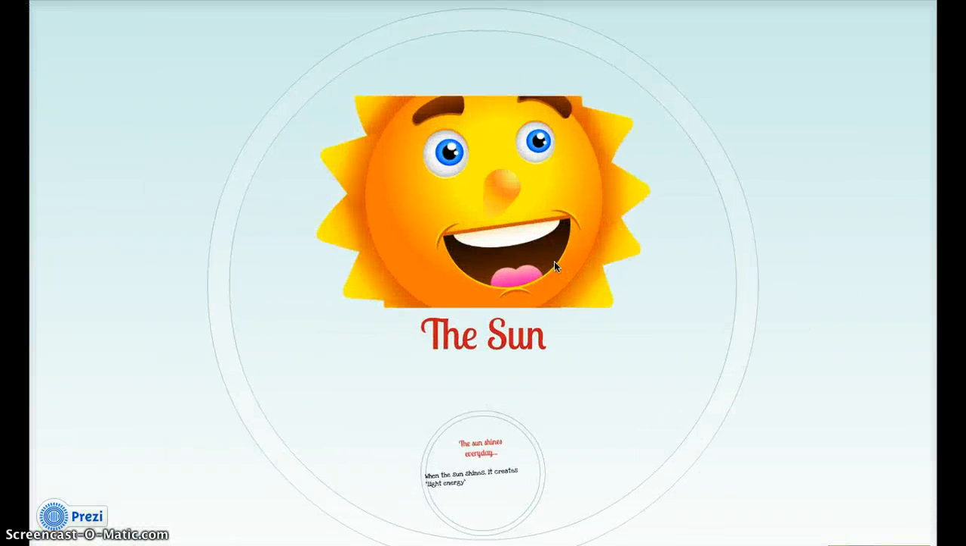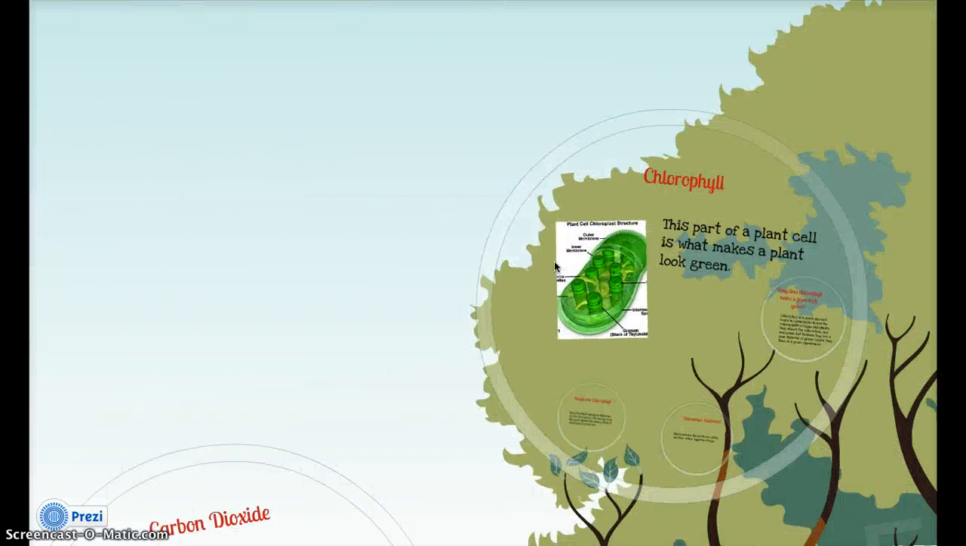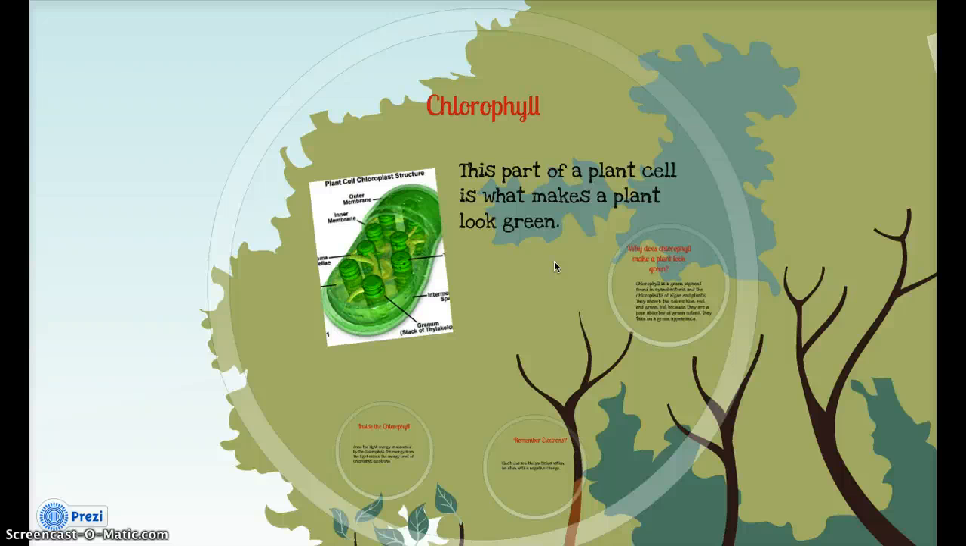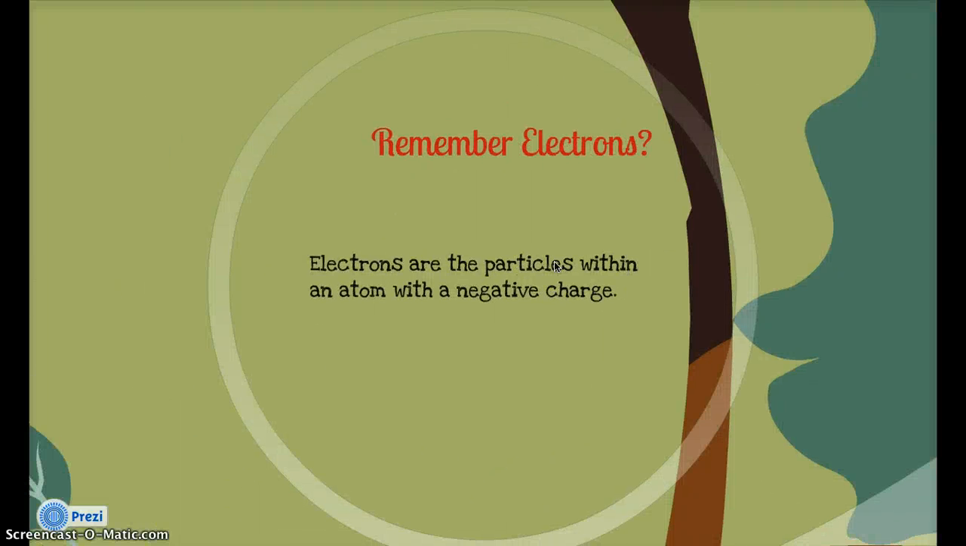This process starts with the sun. The sun shines every day, and when it shines, it creates light energy. Chlorophyll is a part of a plant cell that makes the plant look green. Inside the chlorophyll, once the light energy is absorbed by the chlorophyll, the energy from the light raises the energy of the chlorophyll electrons. Remember electrons? Electrons are the particles within an atom with a negative charge.